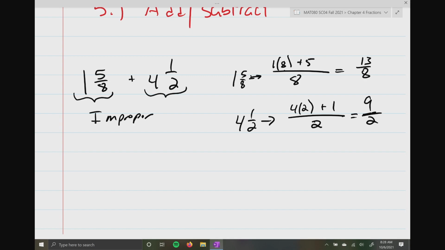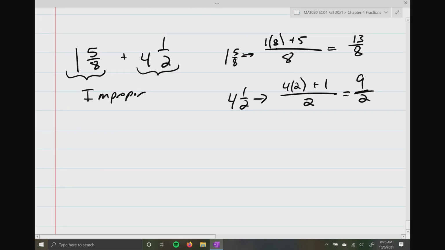All right? So, here's what we got. Instead of it saying 1 5/8 plus 4.5, why don't we just do 13 over 8 plus 9 over 2?